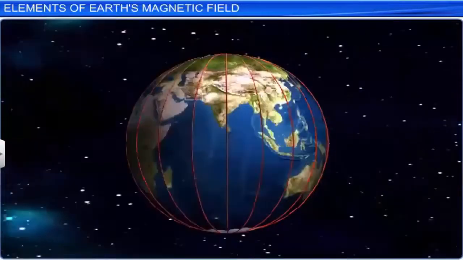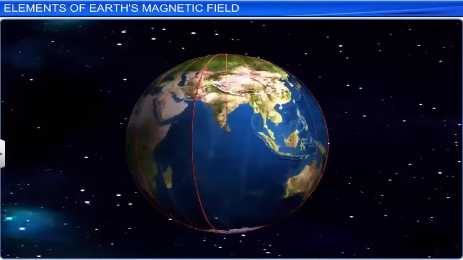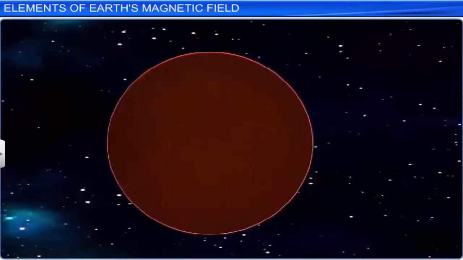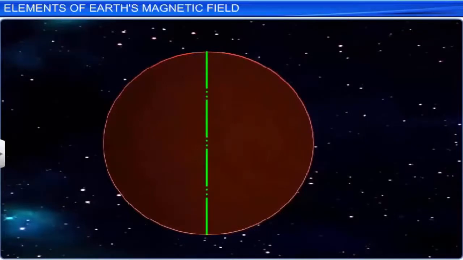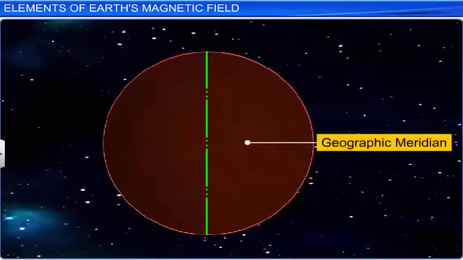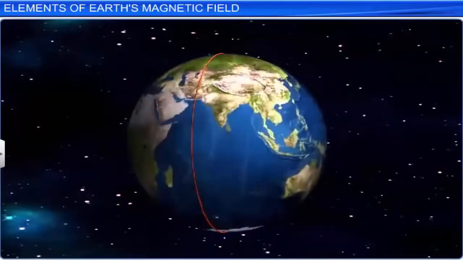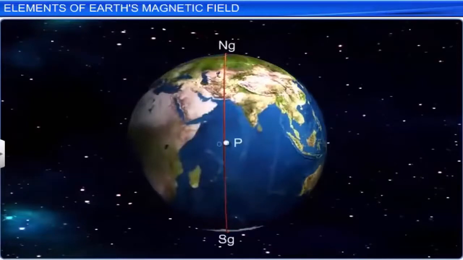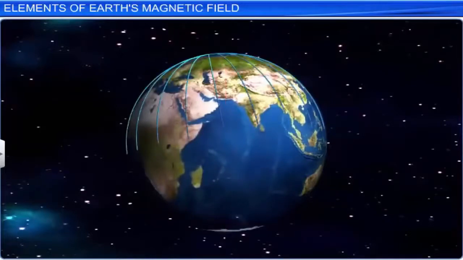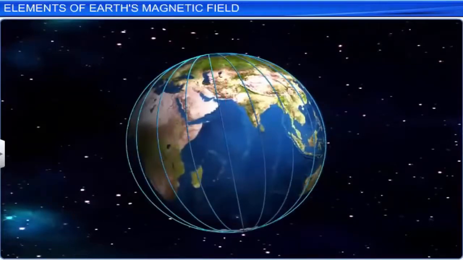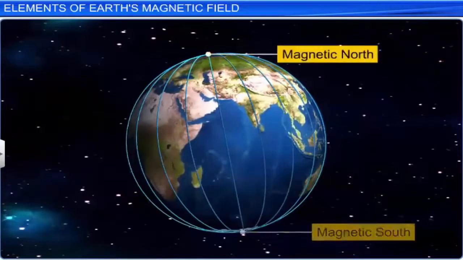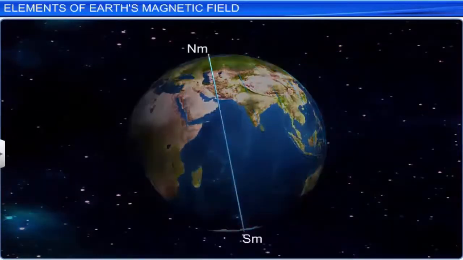Each of these circles, along with the Earth's axis of rotation, can be drawn in one plane. This plane is called the geographic meridian. The geographical meridian, when viewed from top, appears to be a straight line. Similarly, we can obtain the magnetic meridian by drawing a line from the magnetic north and south poles. This magnetic meridian also looks like a straight line when viewed from the top of the chosen point.